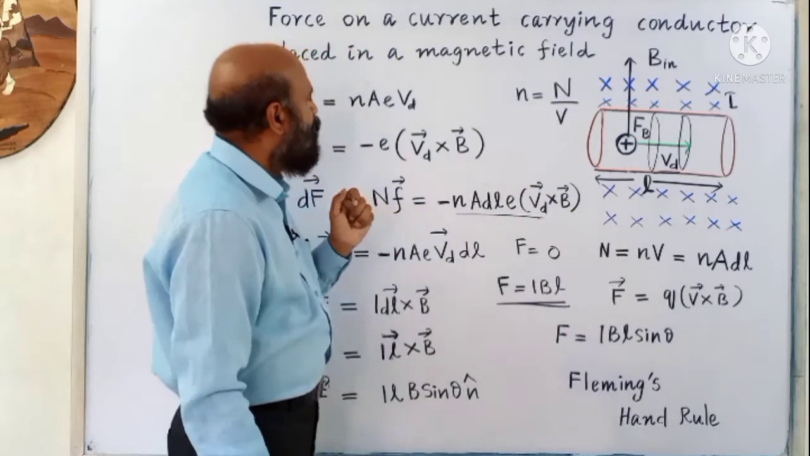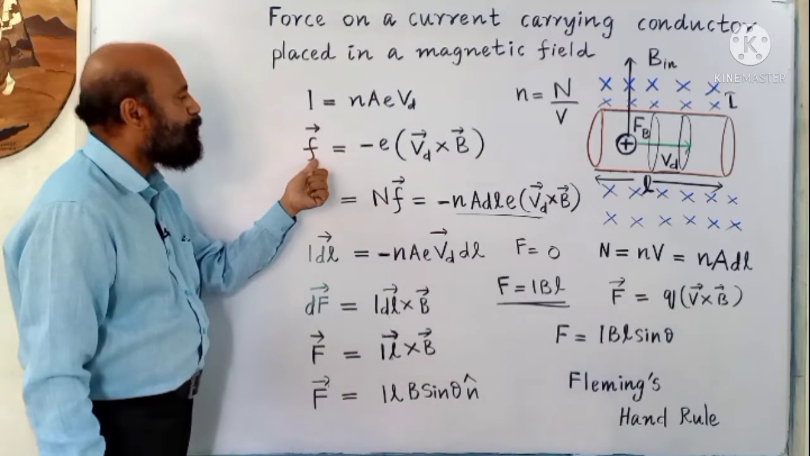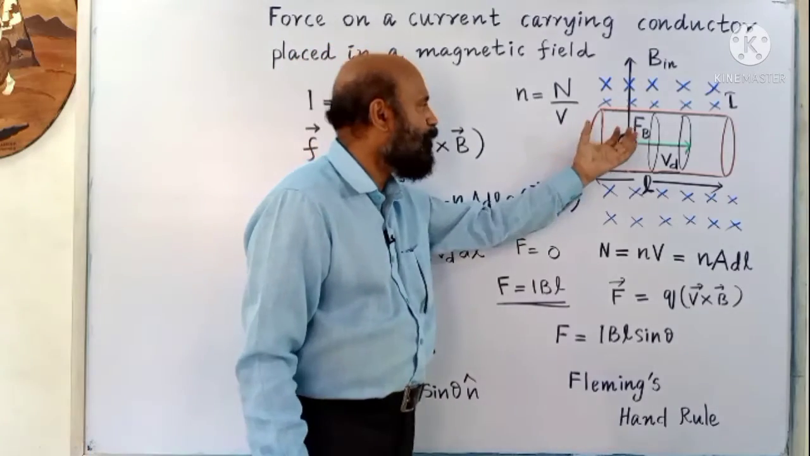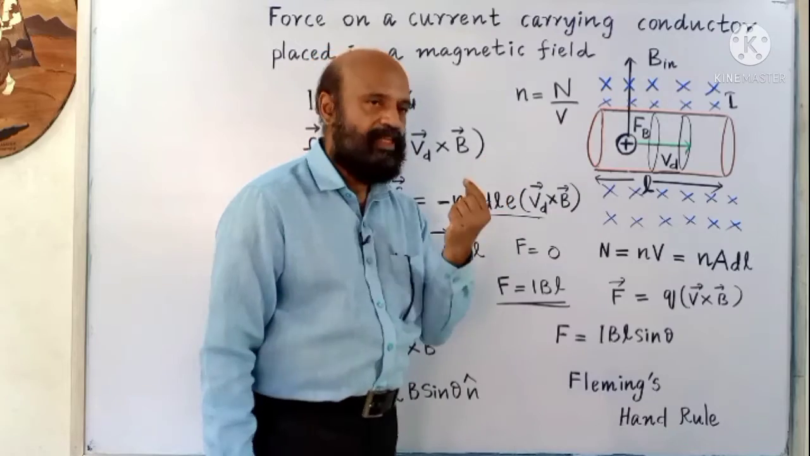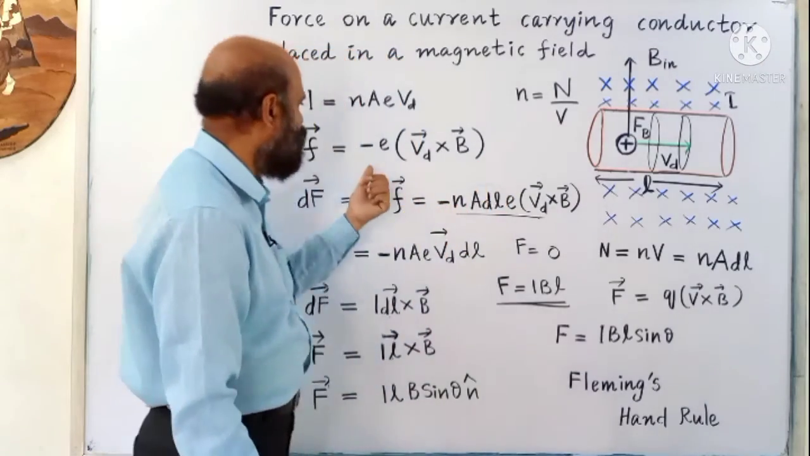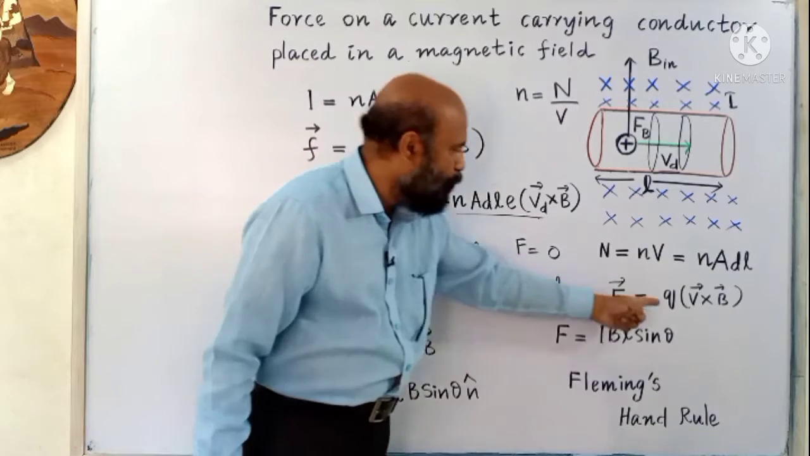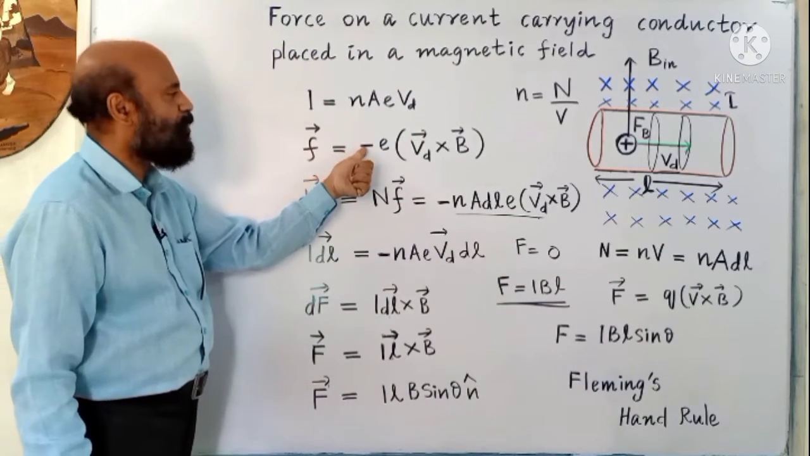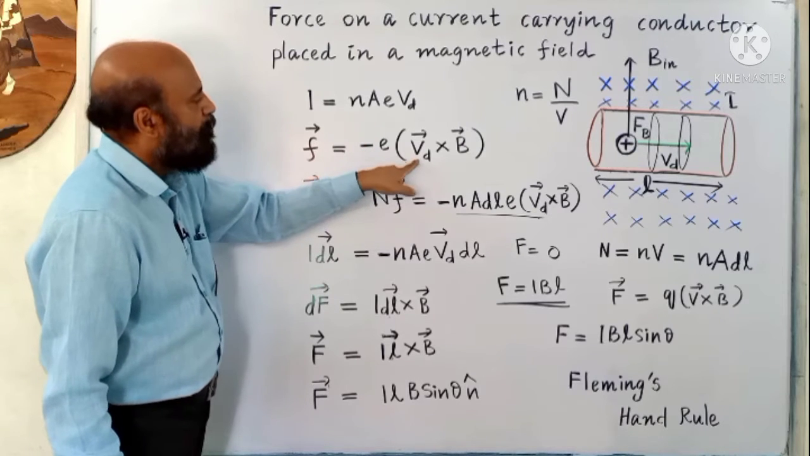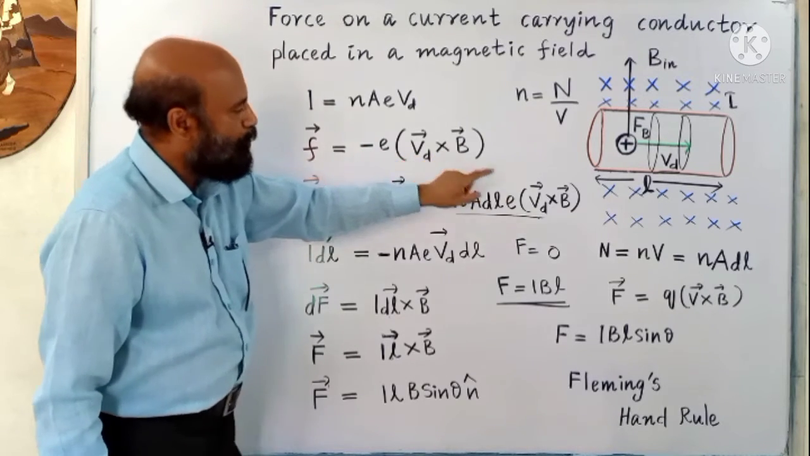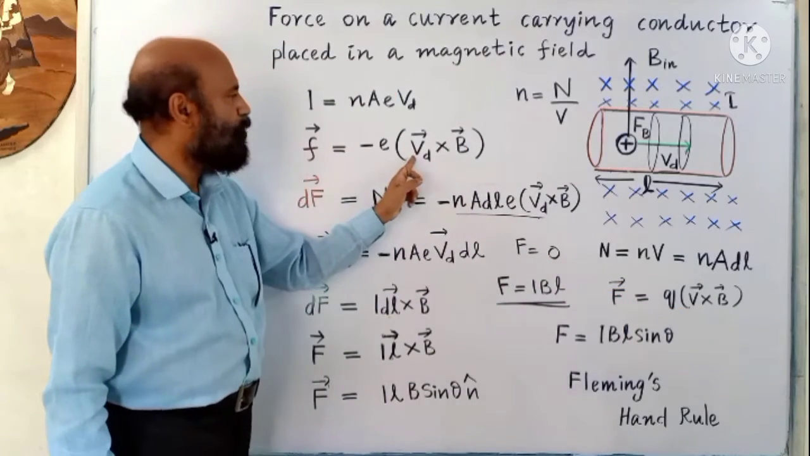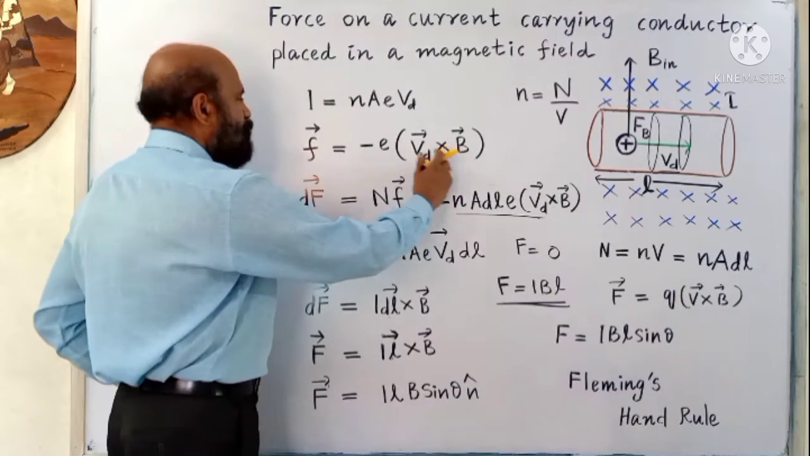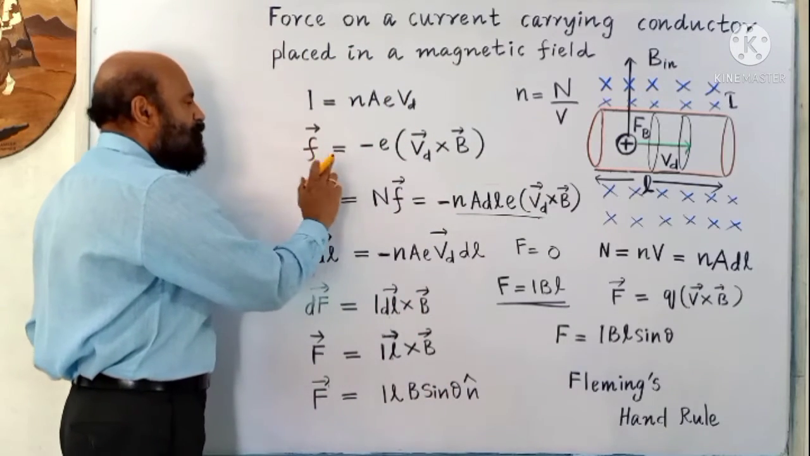First, let us write an expression for the force on a single electron. So many electrons are flowing, so first let us get the force on a single electron. Instead of this q, you can write e. Since the charge of the electron is negative, you would write minus. Then Vd vector, the drift velocity of the electron, cross B vector. So this is the force acting on a single electron.